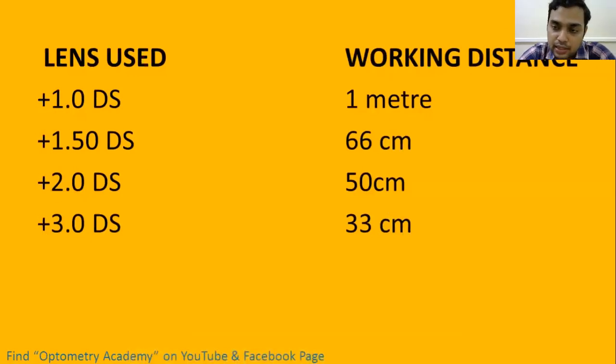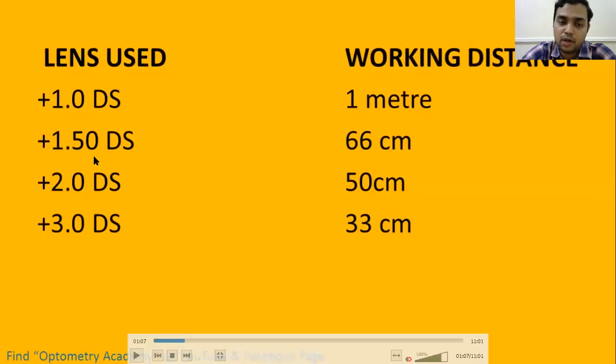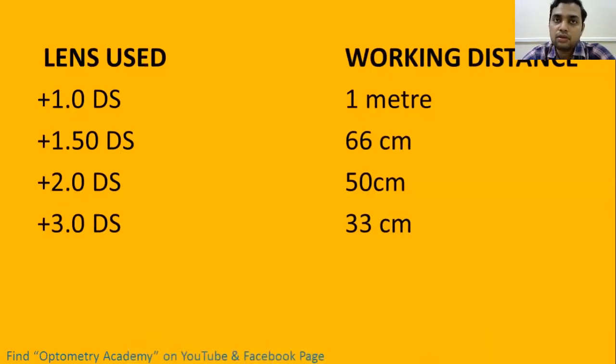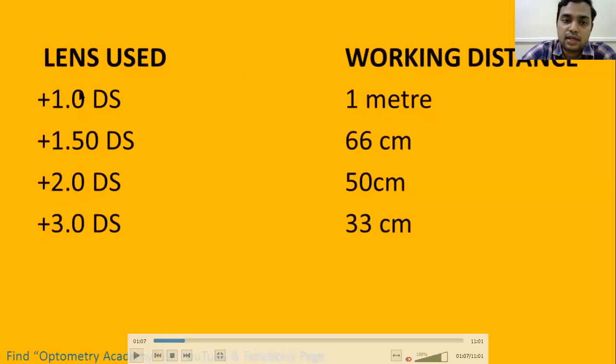We have to put the plus lens into the trial frame, and while correcting, we have to reduce whatever lens we put in the trial frame. So in case of 66 centimeters, as you put plus 1.5 diopters in the trial frame, we have to reduce the plus 1.5 diopters. So we have to reduce it by minus 1.5 diopters. I hope you understand this concept.